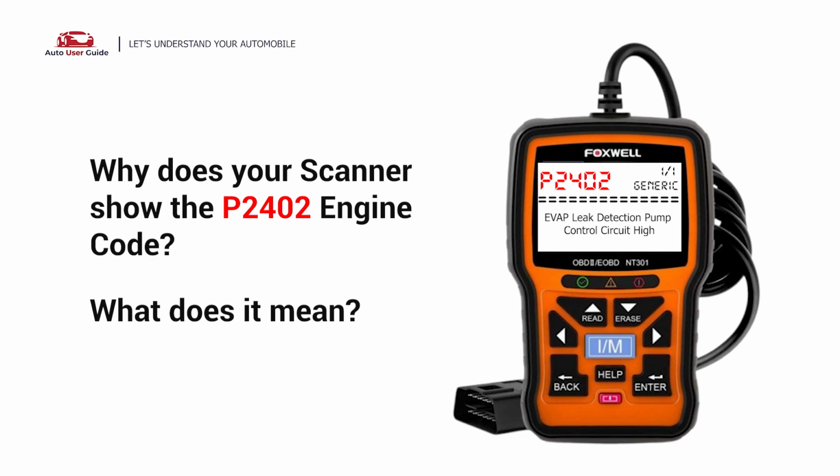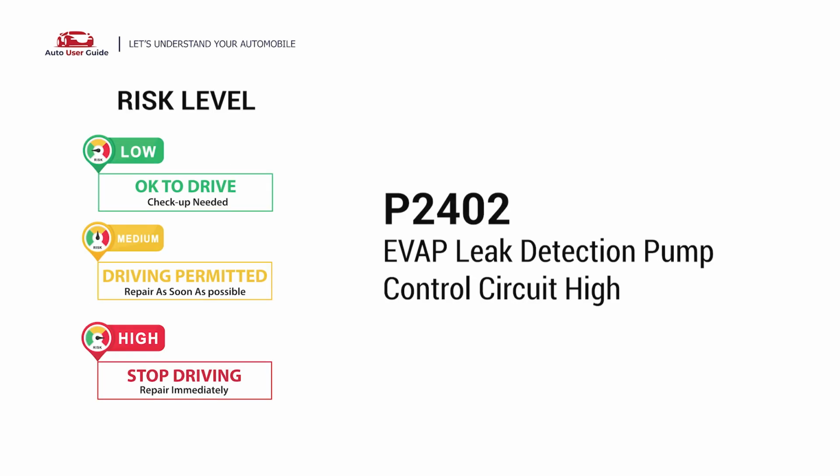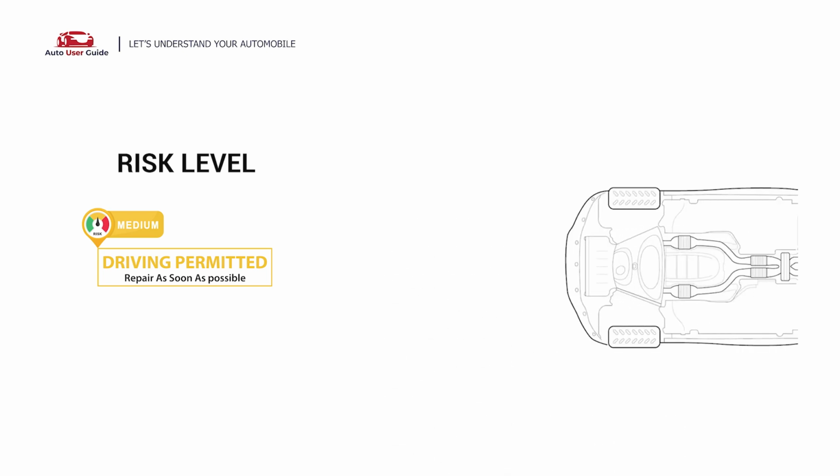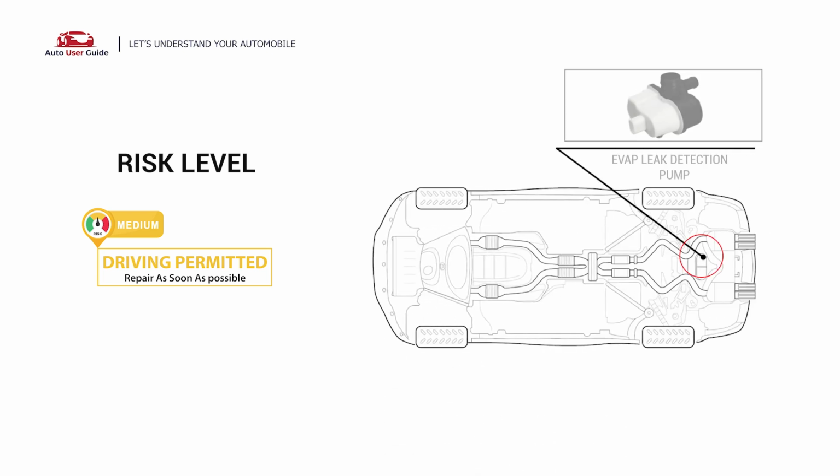Why does your scanner show the P2402 engine code? What does it mean? P2402 is a diagnostic trouble code for evap leak detection pump control circuit high. It indicates that the ECM has detected a high-voltage signal return in the evaporative emission system leak detection pump control circuit. Under this circumstance, short-distance driving is permitted, but your vehicle should be repaired as soon as possible.